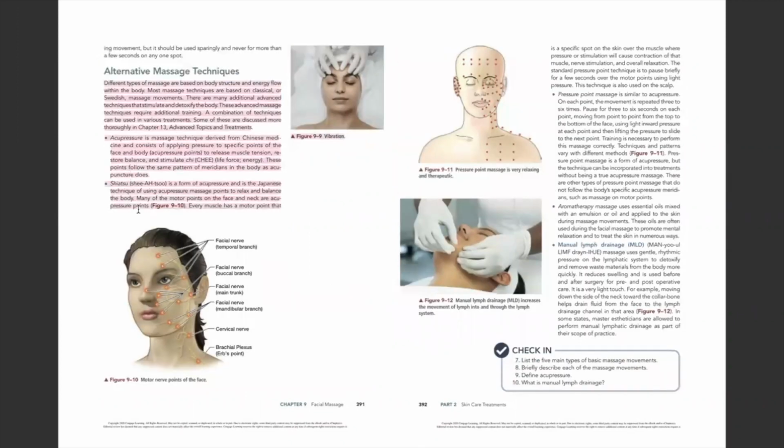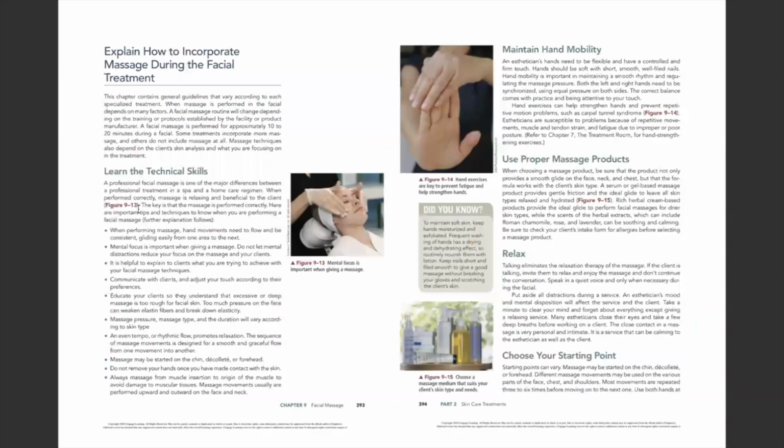Alternative massage techniques, I would skim alternative massage techniques because it's acupressure, shiatsu, manual lymph drainage, pressure point, and aromatherapy. I would just want to have a basic, I've read through it, I know what they are, and I could separate the two.